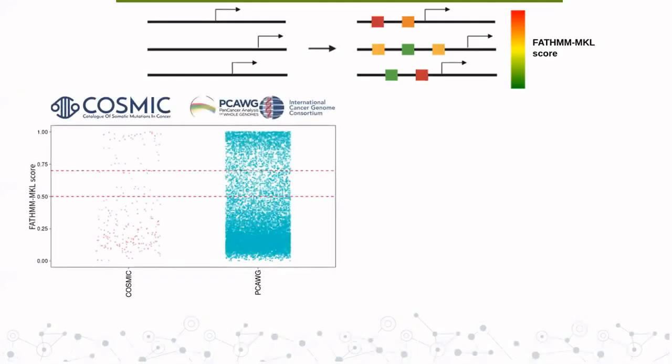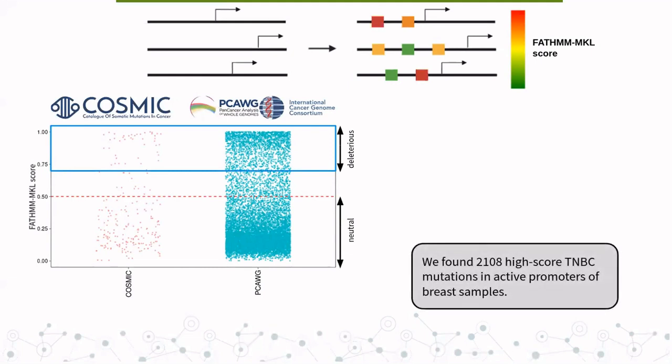From COSMIC and PCAWG databases, we selected those considered deleterious, finding 2,108 high-score TNBC mutations in active promoters of breast samples, most of which come from the PCAWG database.